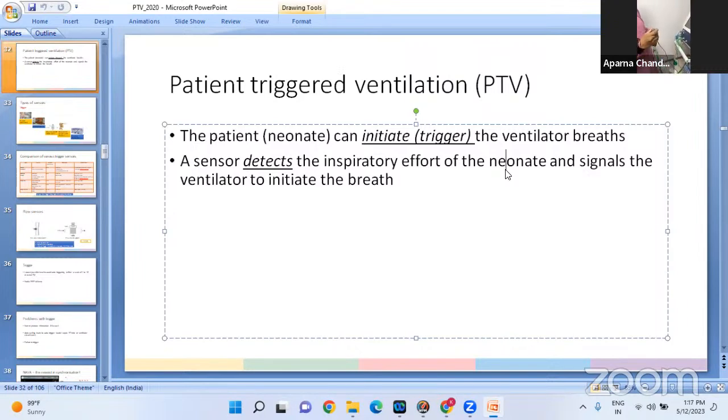So whenever we connect the flow sensor to the ventilator tubing, we will be asked to calibrate the flow sensor. Whenever we start calibration, ensure that the ends of the flow sensor are occluded. Then the ventilator signals that calibration is completed. Only then connect the flow sensor to the circuit.